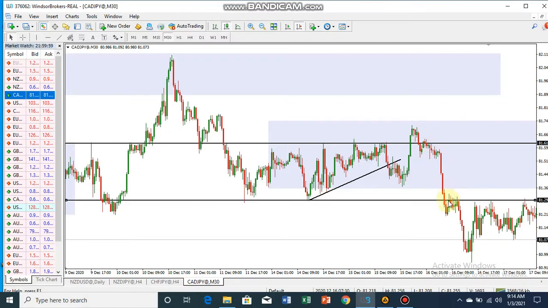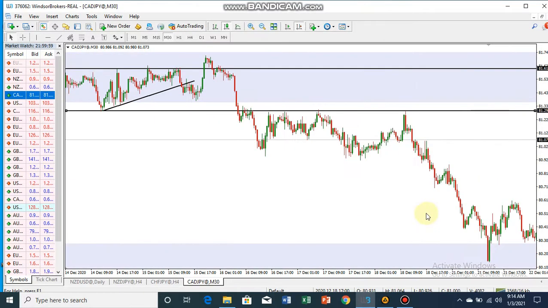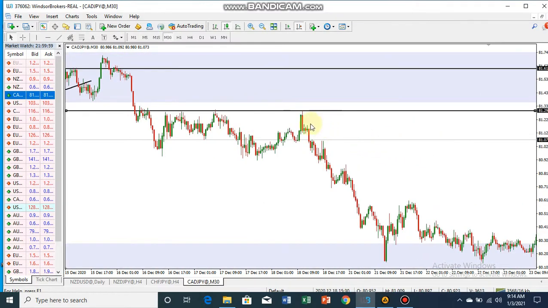This is what happened after that. It went all the way down. Look at what happened. It broke our support here and tested it how many times? 1, 2, 3, 4. It tested it 4 times before it breaks down. Hence it was broken here. It tested 1, 2, 3, 4 before the full breakout.